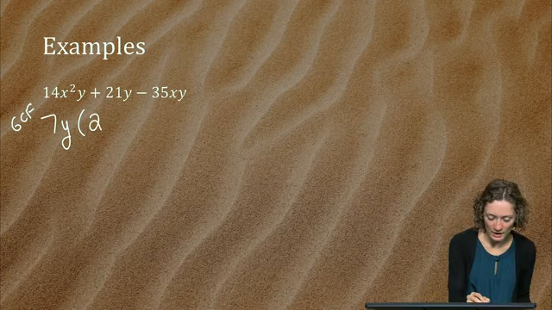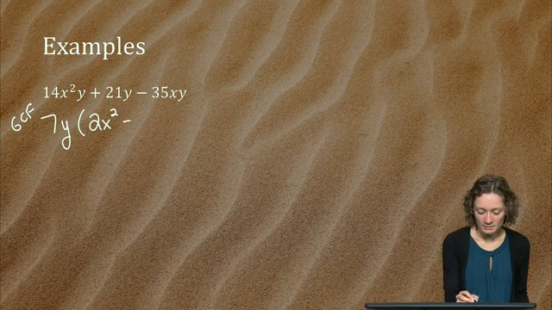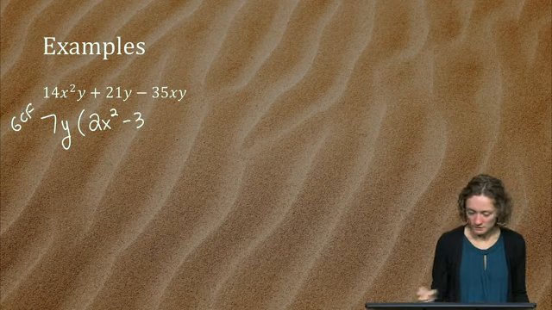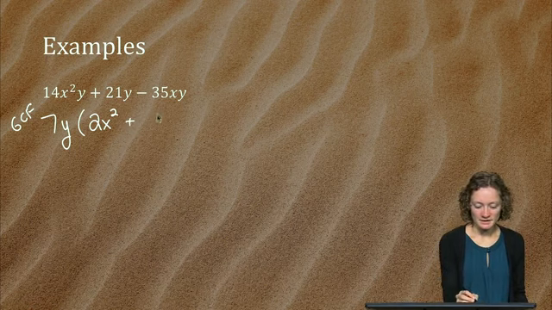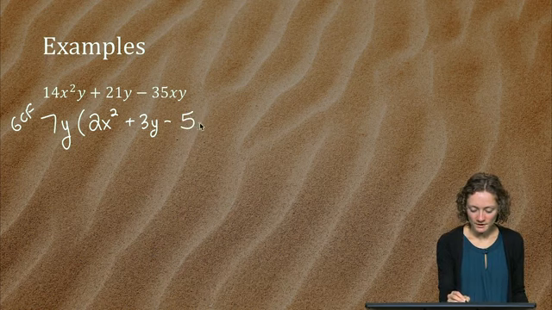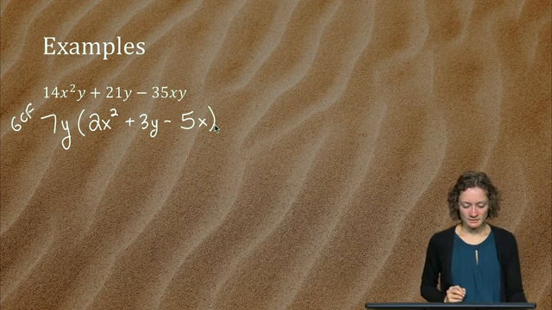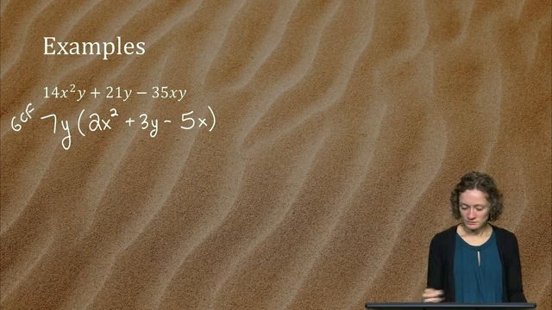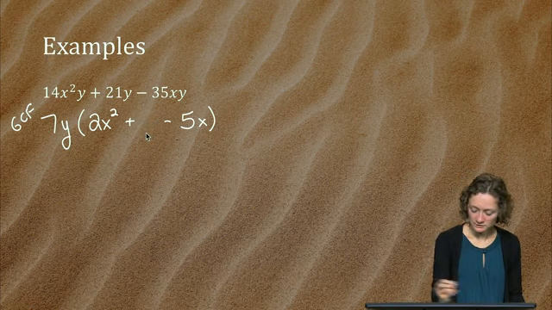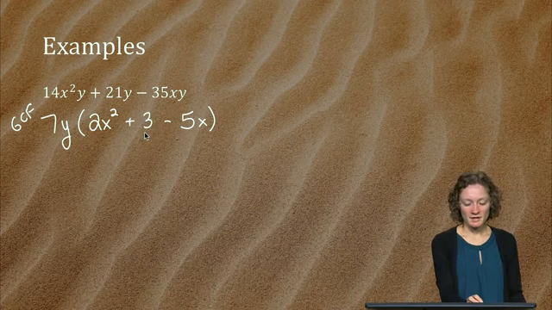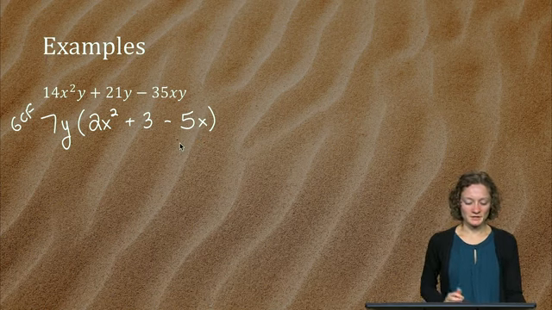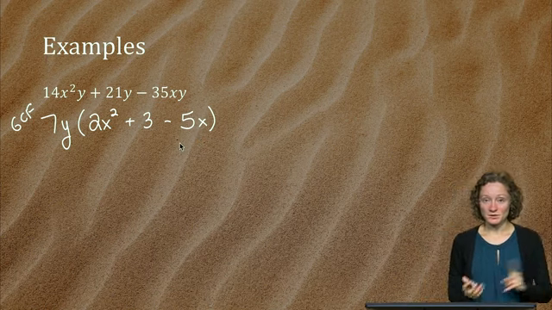So we have 2x squared minus, skipping one, plus, take the 7 out of here, we have 3y minus 5x. Oh no, no y here either. There we go. 2x squared plus 3 minus 5x. We took out 7 and y from each of these terms. All right, so there's GCF.